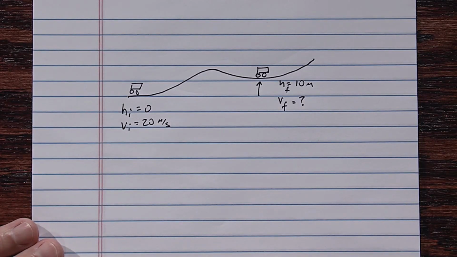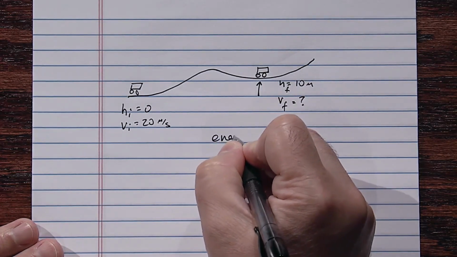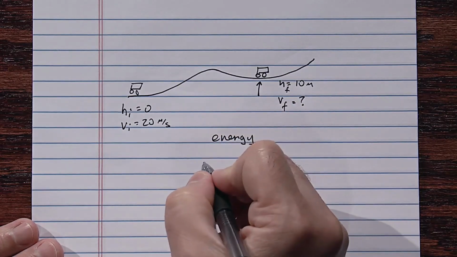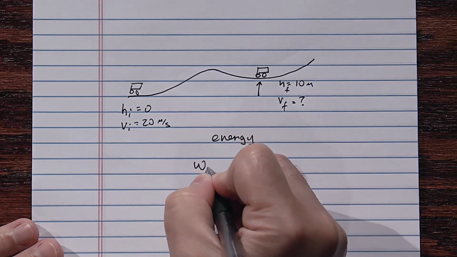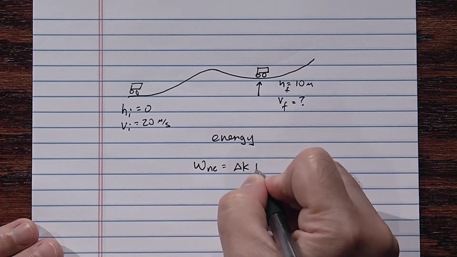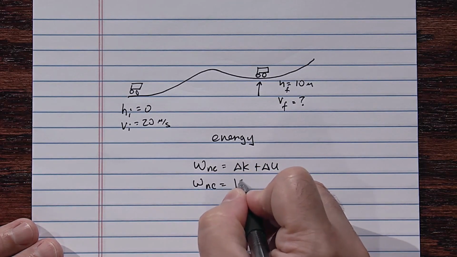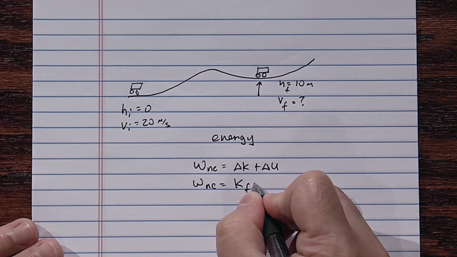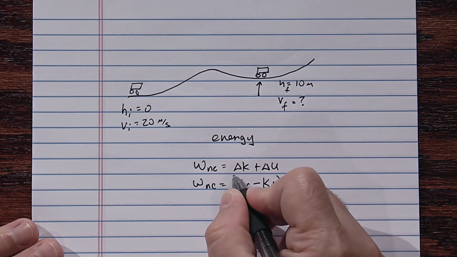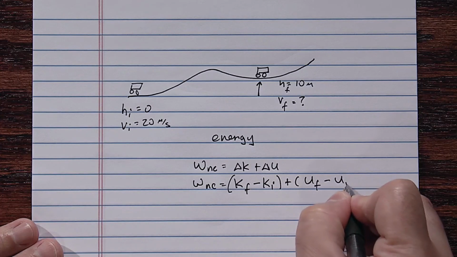So the cart has moved 10 meters up the hill. It's changed its speed. We're asked for the change in speed. Change in position, change in speed should make us think energy. And we have the work done by non-conservative forces is equal to change in kinetic energy plus change in potential energy. Or the work done by non-conservative forces is the final kinetic energy minus the initial kinetic energy plus the final potential energy minus the initial potential energy.